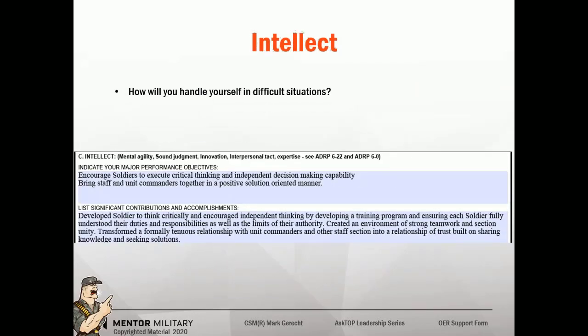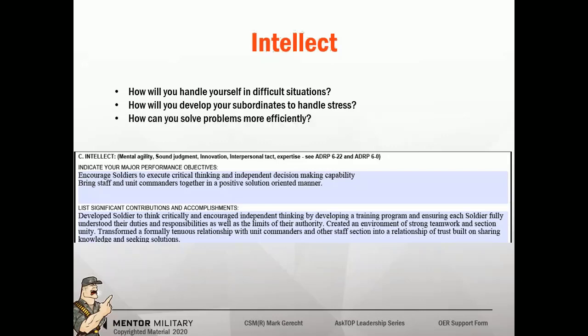Intellect. How will you handle yourself in difficult situations? How will you develop your subordinates to handle stress? How will you solve problems more efficiently?